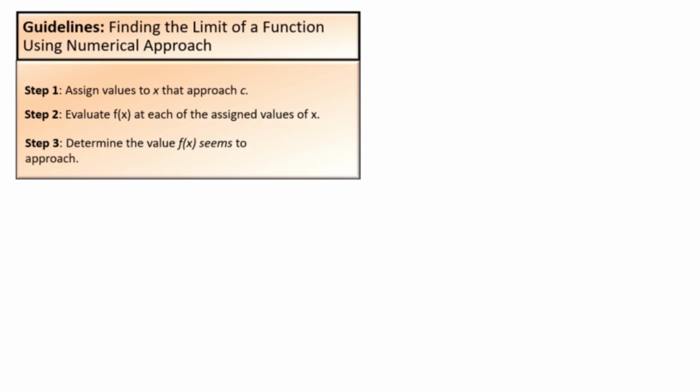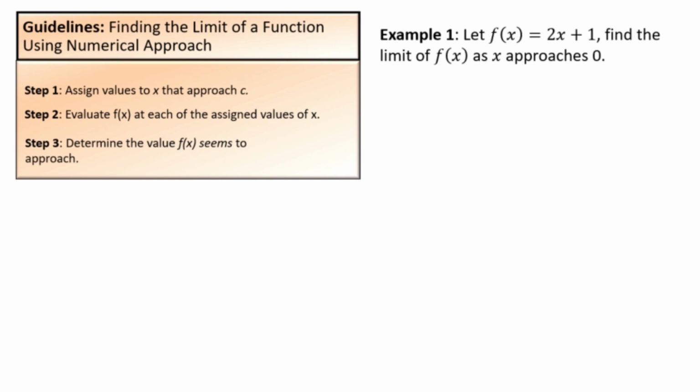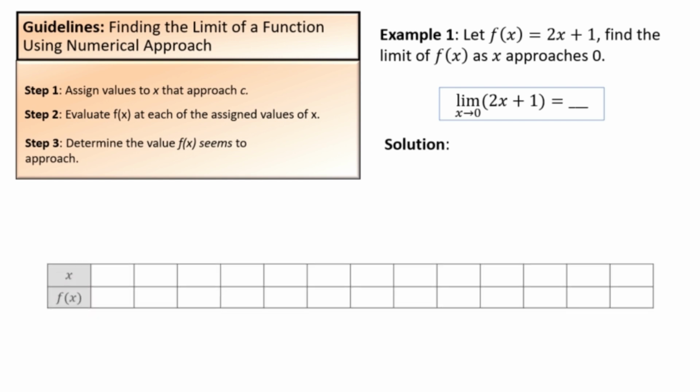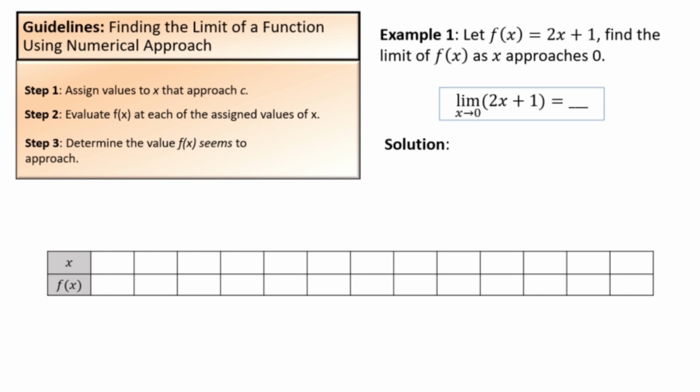Let us apply this procedure. Example 1, let f of x be equal to 2x plus 1. Find the limit of f of x as x approaches 0. In symbol, we want to find the answer to that expression. Solution. So first, we need a table. Then place c in the middle. Note that in this problem, c is equal to 0.